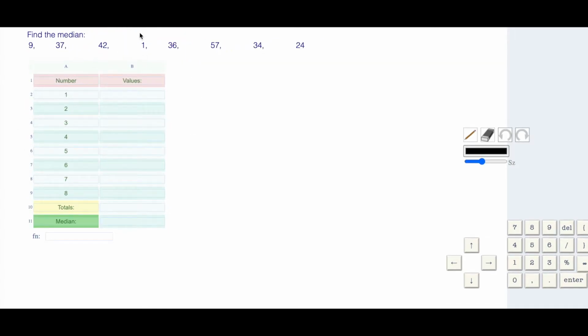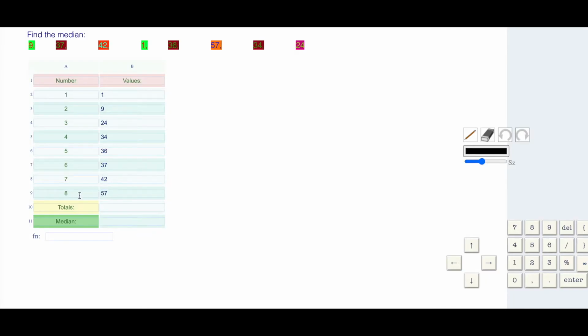Let's do one more, so we're going to order these up. So 1 comes first, then 9, and then nothing in the teens, nothing in the 20s. Yeah, we have a 24. Then we have a 34, a 36, a 37, a 42, and a 57. We have 8 values. So once again, I have 2 middle values.